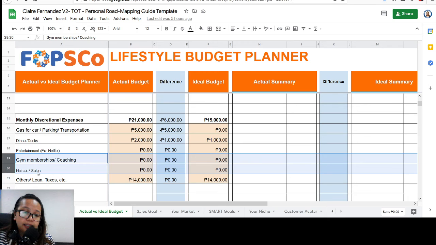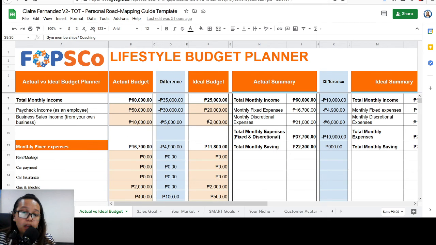But for me, just place it there for reference. So, what should be the ideal budget? How much do I project to have my monthly income and all the other expenses? Since I already have this actual budget, I'll just add up my ideal budget. Working full-time, my ideal goal is to have another part-time job.